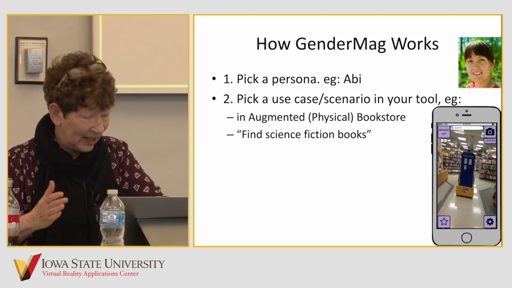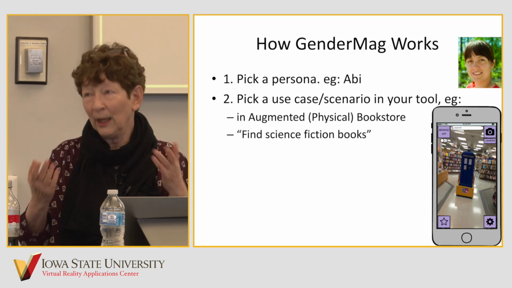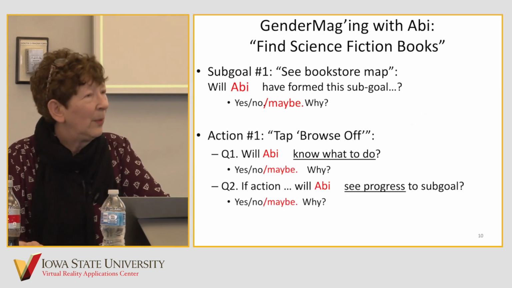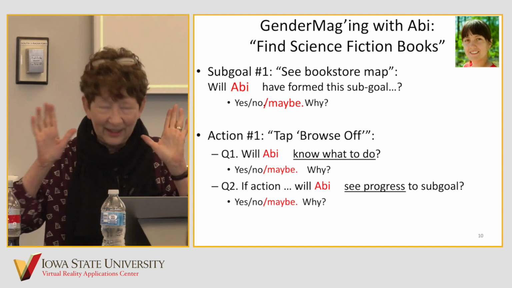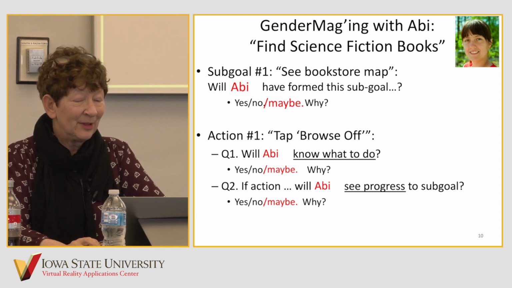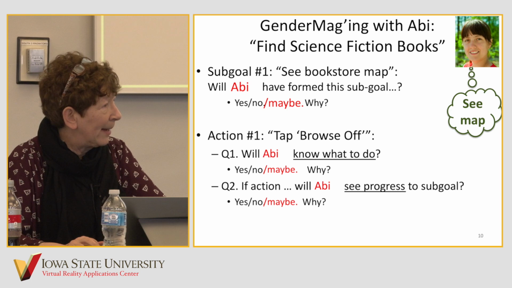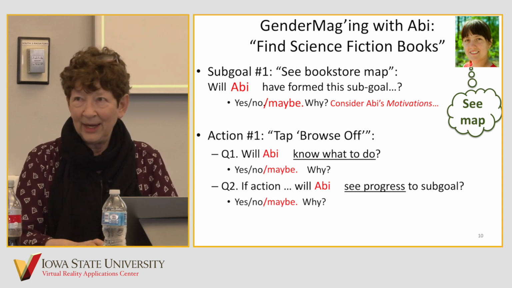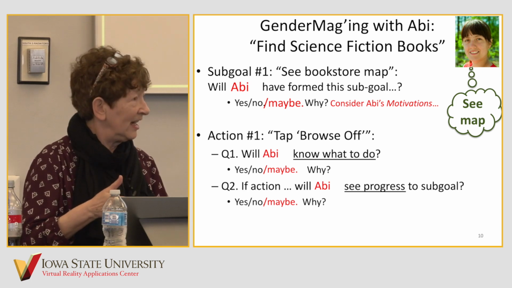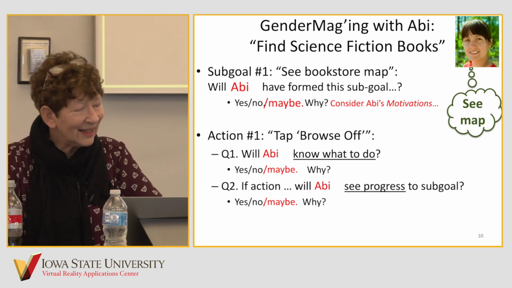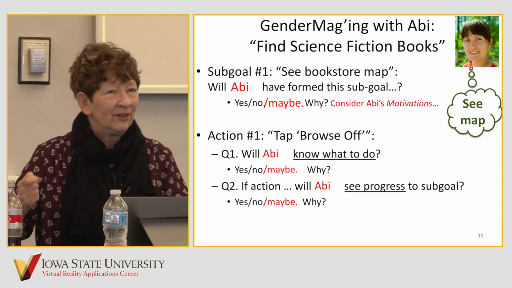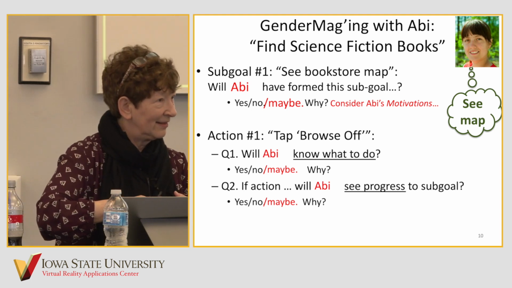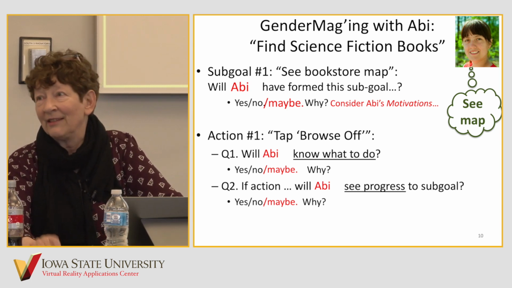And then you walk through the scenario with the sub-goals and actions that the developers had in mind, like this. First, we turn to the developer and we say, what were you hoping Abby would want to do first? Some kind of sub-goal. And the developer said, well, we want Abby to want to see a bookstore map. That's what we have in mind. So we say, okay, we'll evaluate that. All we do then is answer, will Abby have that sub-goal, given what she's seen so far? Yes, no, maybe, and why? Now, GenderMag is an inclusive methodology. So the people in the room that are evaluating this, we're not asking them to argue it out. We're harvesting a union of their opinions. And so some people might say, yes, Abby will have that sub-goal, and here's why.